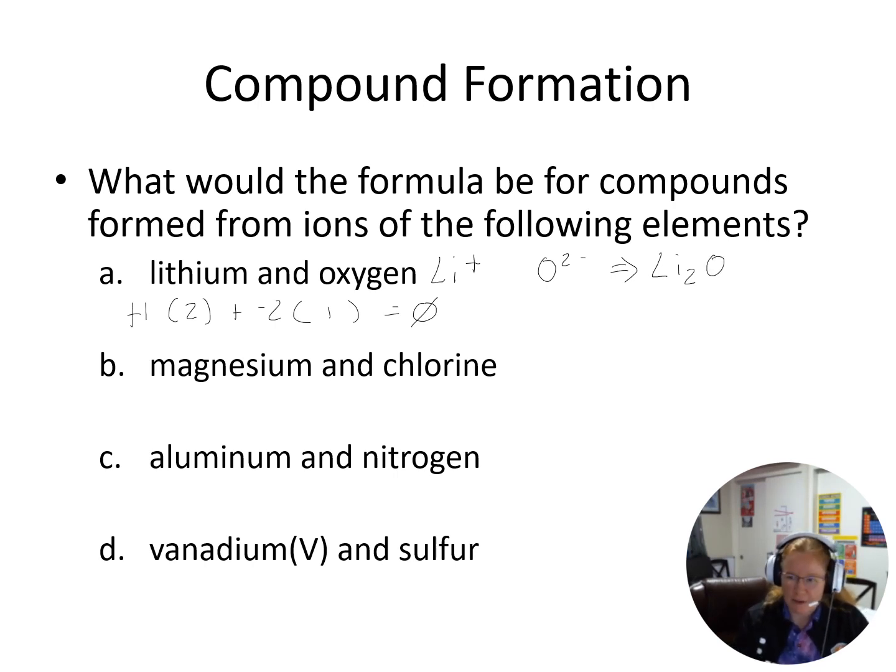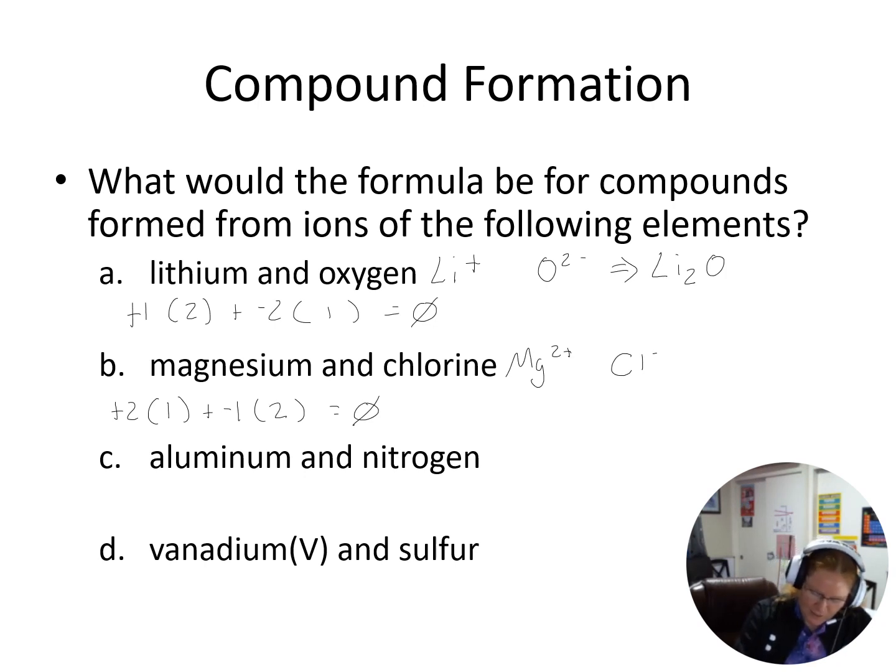Okay, magnesium and chlorine. Magnesium is in group 2A, so we're going to get that +2 ion. Chlorine is group 7A, so we're going to get that -1. Okay, so I'm going to get a +2 times some number, plus a -1 times some number has to equal 0. Again, 2 and 1, the common number is 2. So I'll need 1 of the +2 charge and 2 of the -1 charge. So the +2 charge is the magnesium, so I only need 1 of those. The -1 charge is the chlorine, so I need 2 of those.